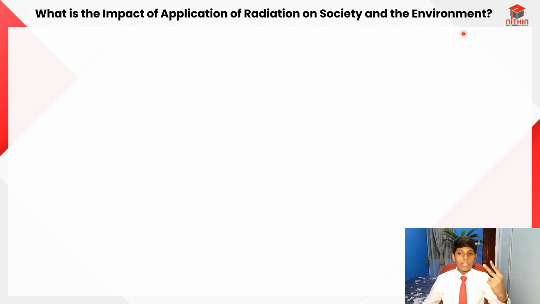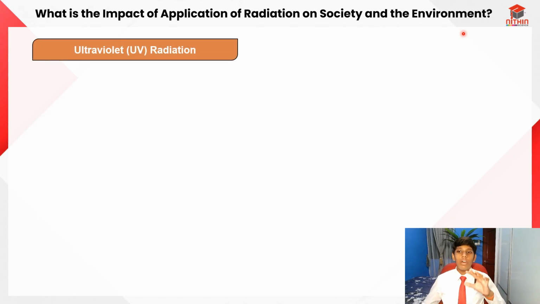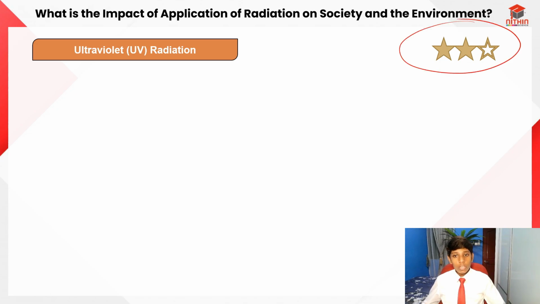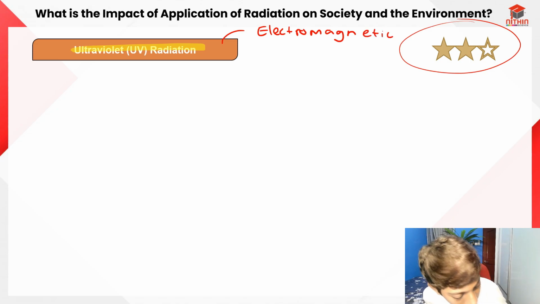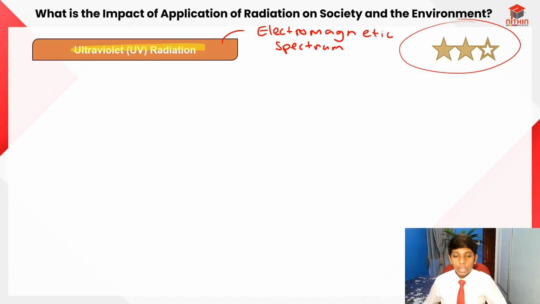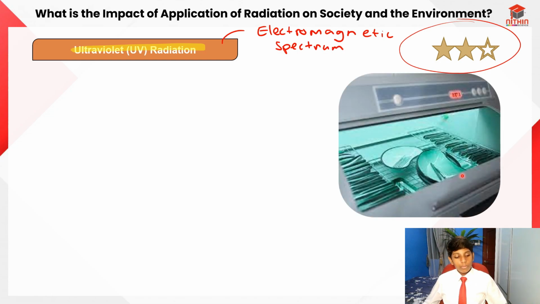Secondly, we have ultraviolet radiation. So this is the second thing that I'm covering over here. Ultraviolet radiation, basically UV radiation. So this too is a part of our electromagnetic spectrum. Next, this shows ultraviolet radiation used to sterilize medical equipment.